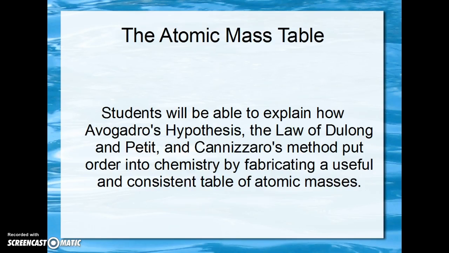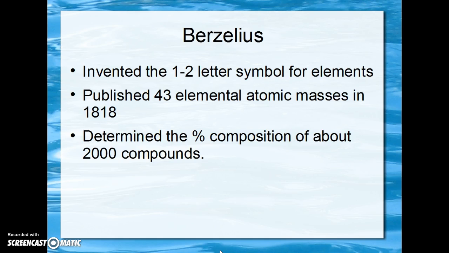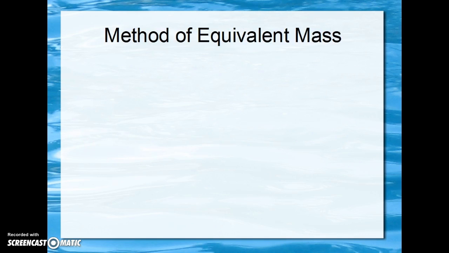Let's talk about how the atomic mass table was developed in the 19th century. Berzelius, a Swedish chemist, in the early 19th century gave us our 1 to 2 letter symbol for the elements that we use today. He published 43 elemental atomic masses in 1818 based on his method. More than that, he determined the percent composition of about 2,000 chemical compounds. Just imagine how much time that took him during the long Swedish winters.